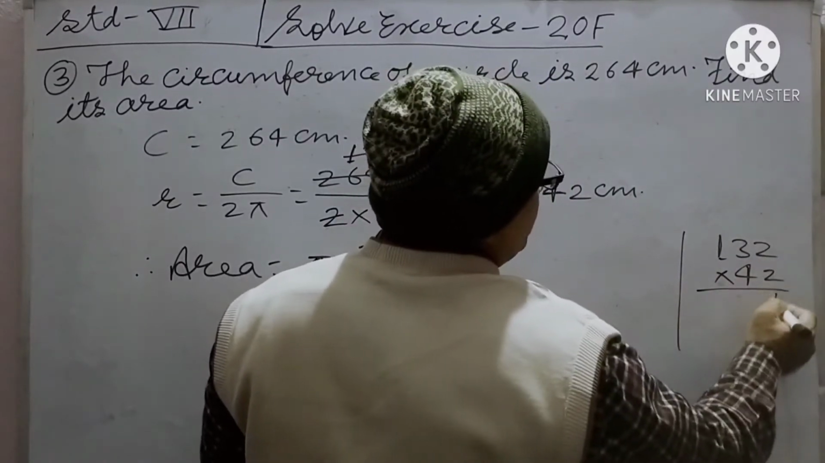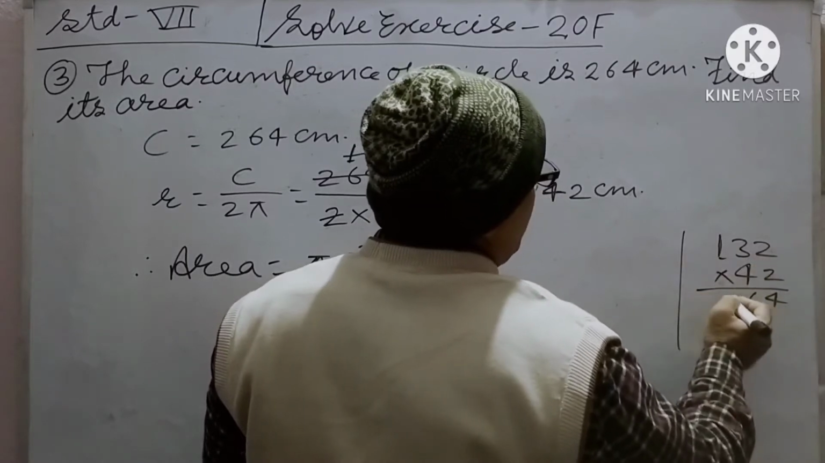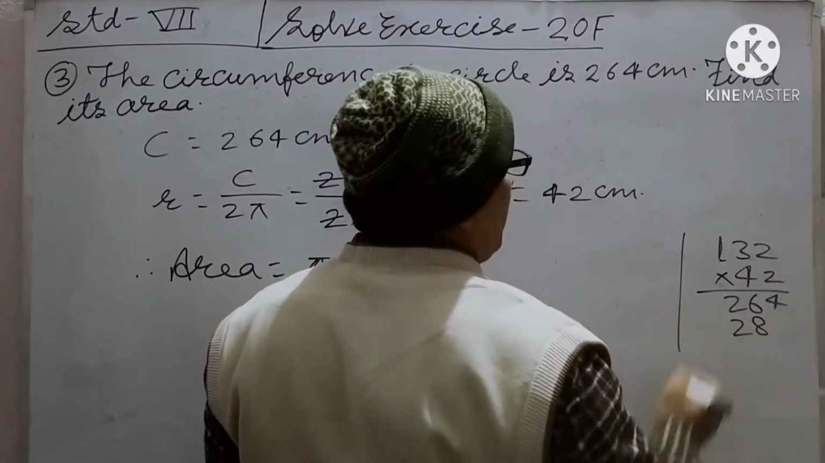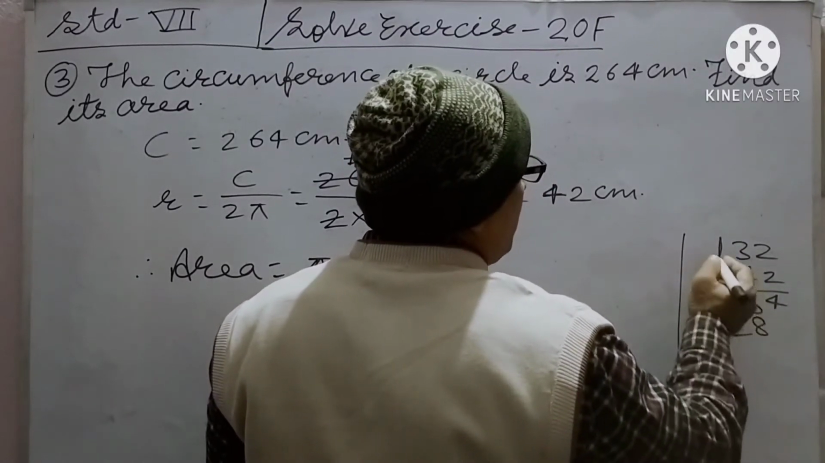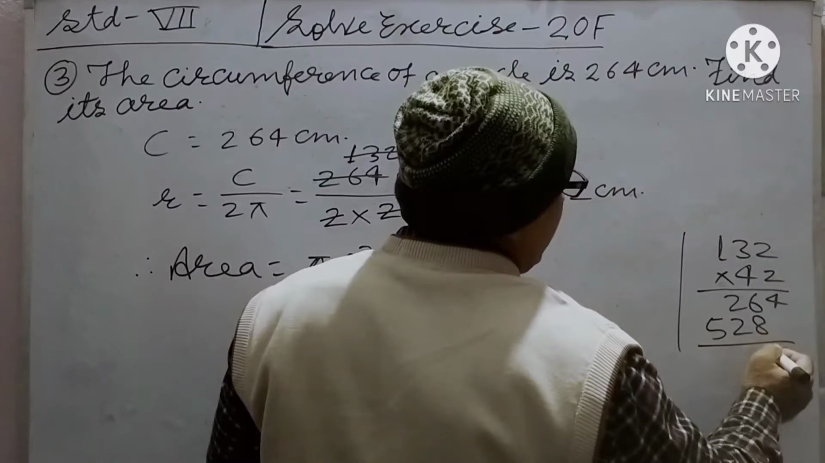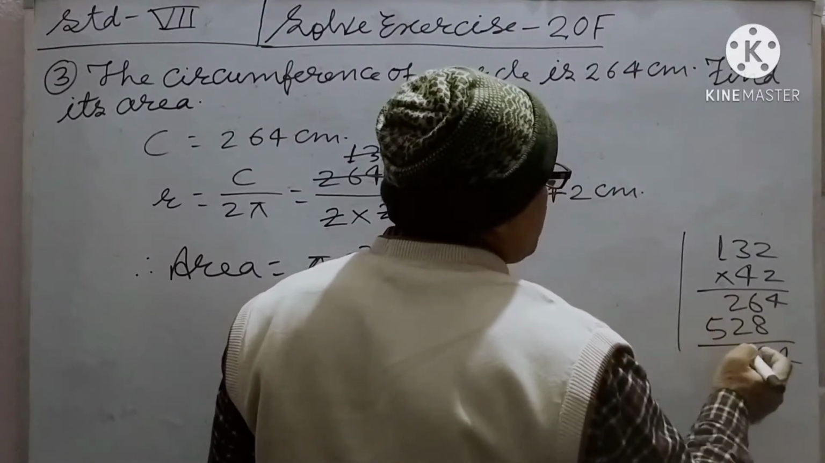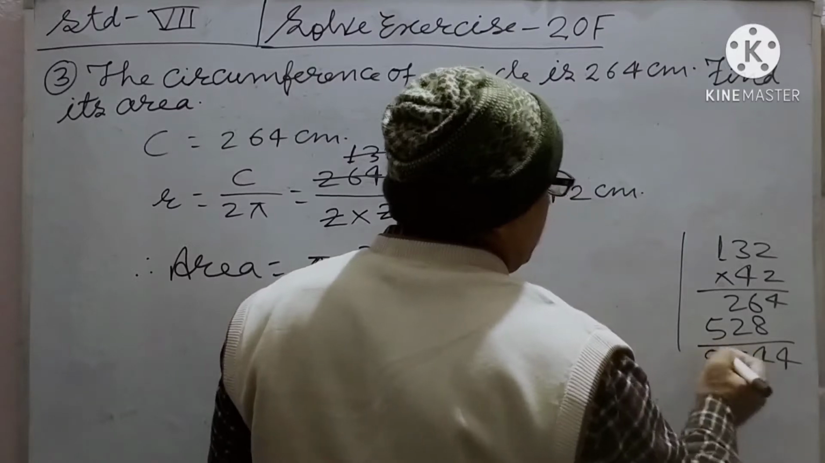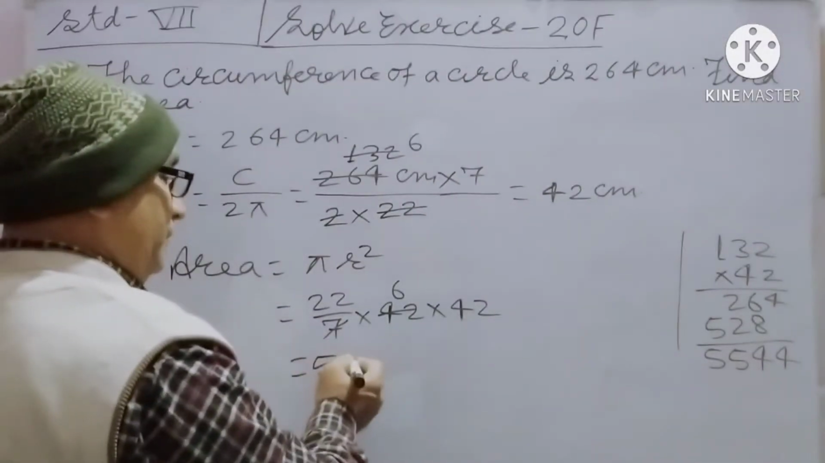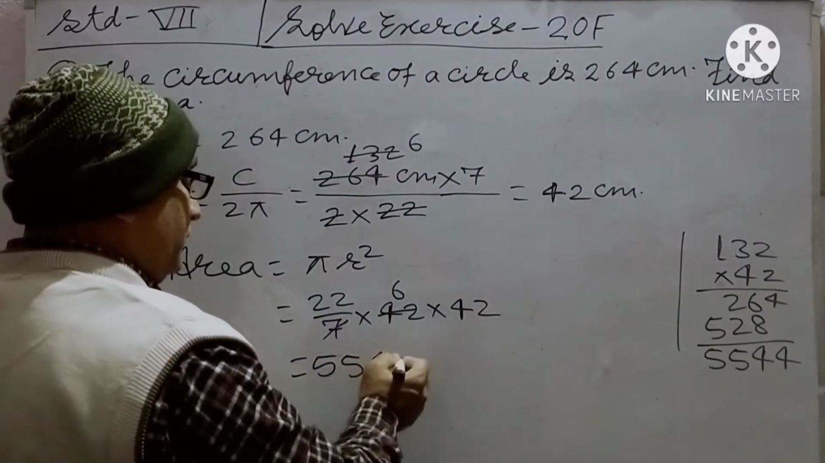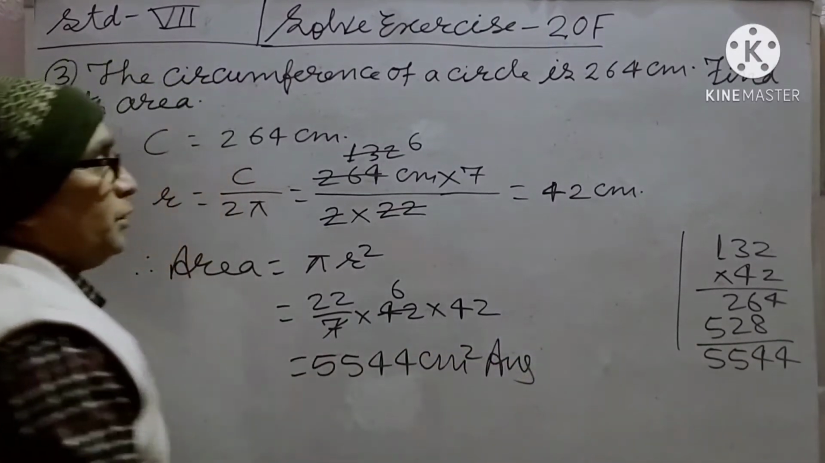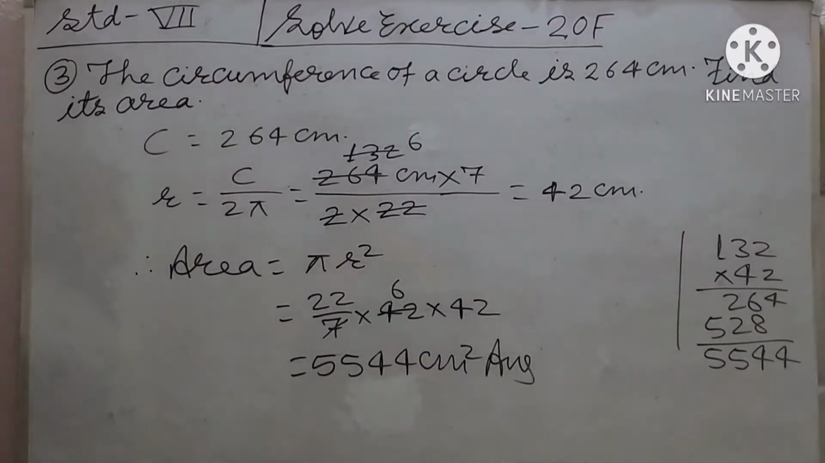Multiply it. 2 twos are 4. 3 twos are 6. 1 two is 2. 2 fours are 8. 3 fours are 12, write 2 carry 1. 1 four is 4 plus 1 is 5. Add it: 4. 6 plus 8 is 14, write 4 carry 1. 2 plus 2 is 4 plus 1 is 5. 5,544 cm square. Answer of this question. Students, understand and write it.